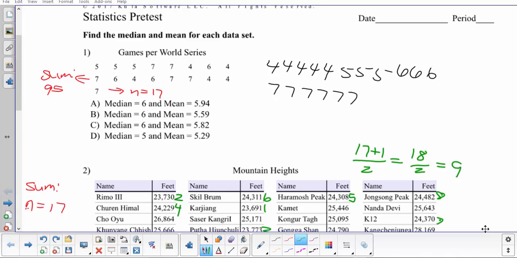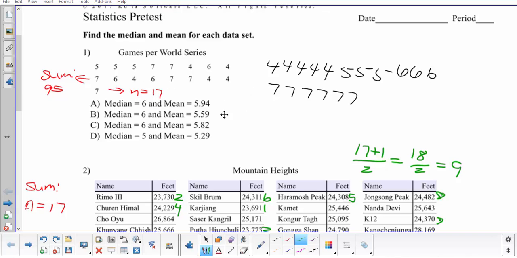It's important to remember that to find median, the first thing we want to do is put all of our numbers in order. You can see that I've done this over here in the black. The next important thing to do to find median is to count up how many numbers we have. In this case, I've counted them and there are 17 numbers.